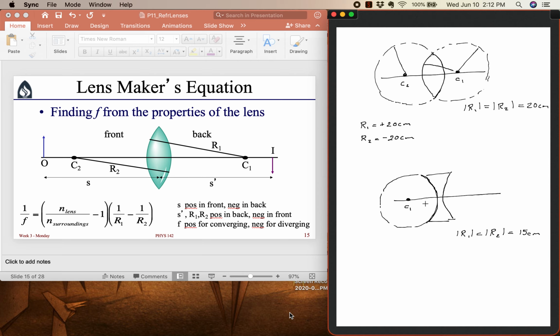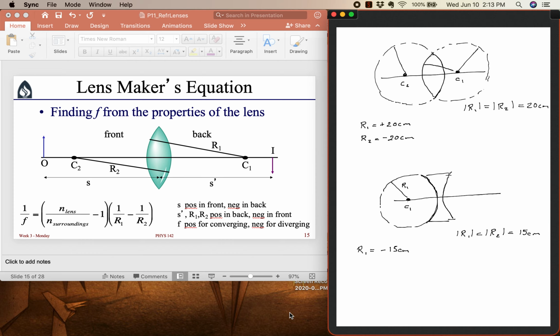So this is the front side of the lens, and its center of curvature is here. Its associated radius of curvature, R1, since it's in front, is going to be negative, because whenever we have a center of curvature in front of the lens, the associated radius of curvature is negative. So this is going to be minus 15 centimeters.